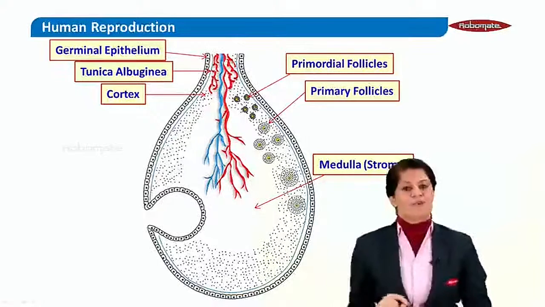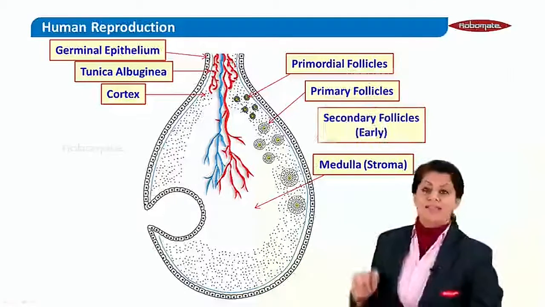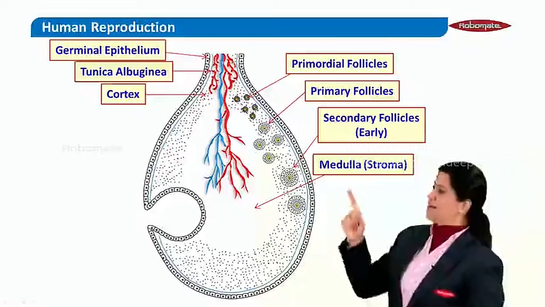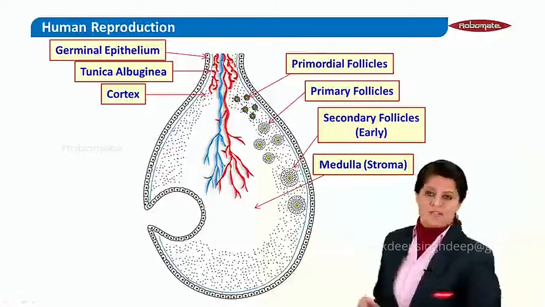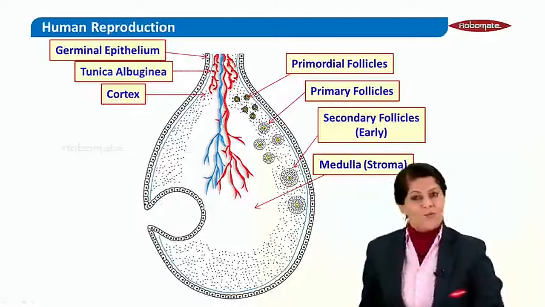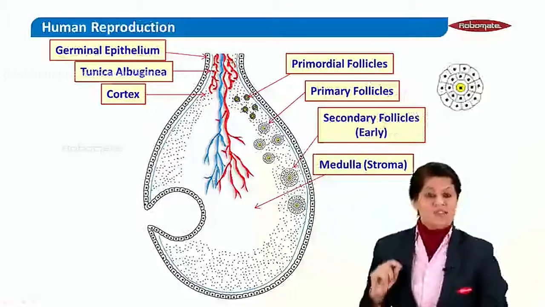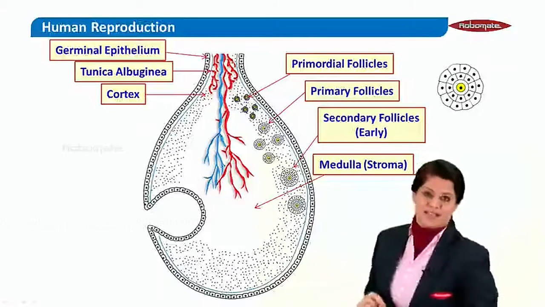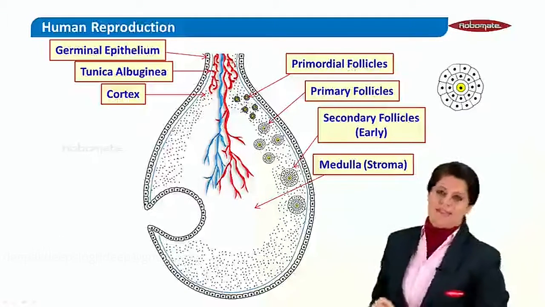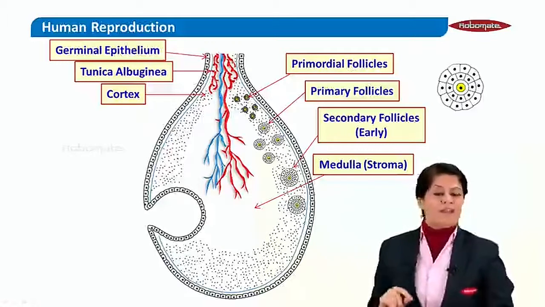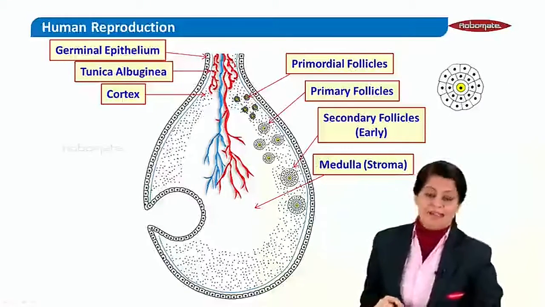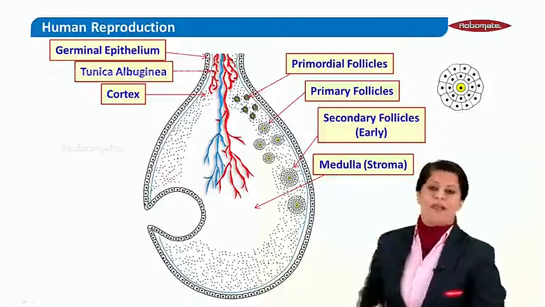Another group of follicles which we see are the secondary follicles, and these are the stages. What you see here are the early stages of secondary follicles. How do they look? These follicles have more than one layer of cells and the same egg in the center. More than one layer of cells means the cells have started multiplying. Two or even more layers of cells.